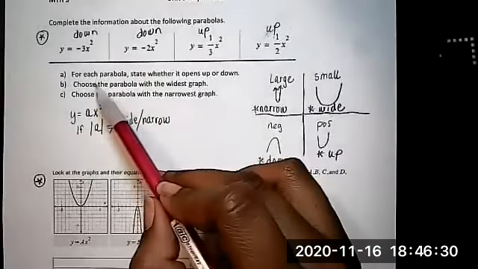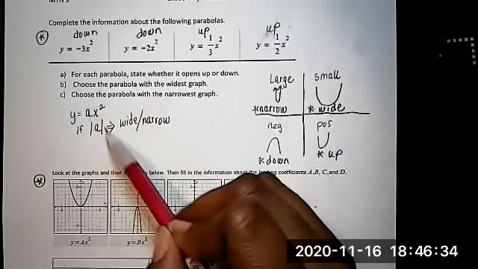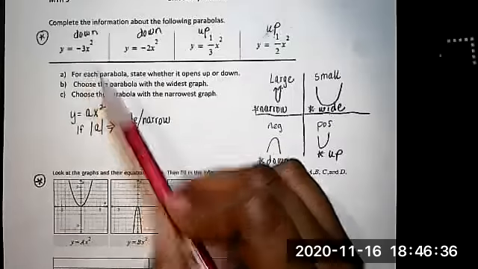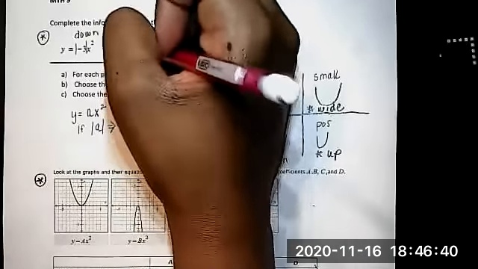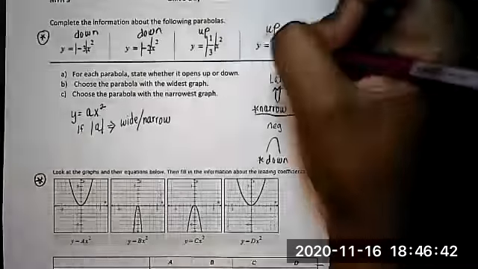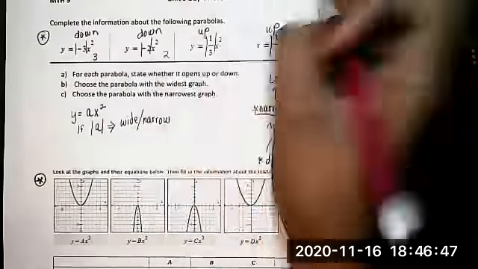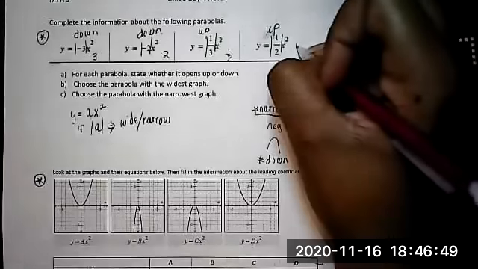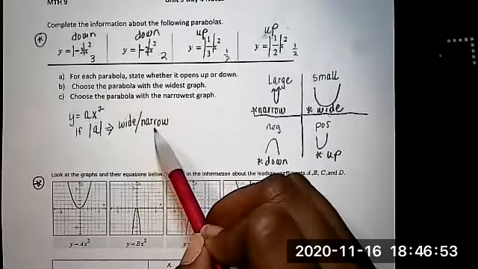Okay, now choose the parabola with the widest graph. Now we have to look at a, or the number in front, as the absolute value of a. So we need to know the absolute value of this, this, this, and this. All of that means is that this is a positive 3, that's positive 2, that's 1/3, and that's 1/2. Okay, now we're looking at these numbers to determine wide or narrow.